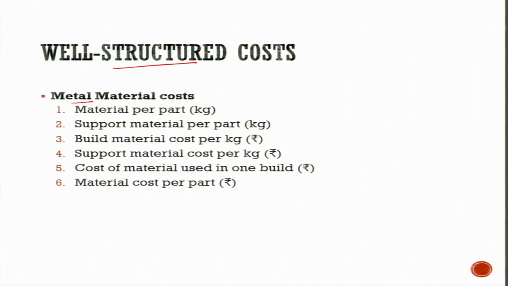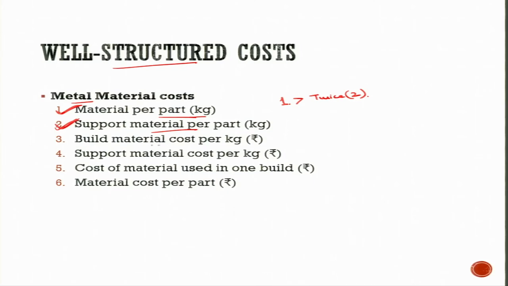In the material cost, if I'm talking about it specifically, it could be kilogram of the material per part or kilogram of the support material per part. So this kilogram of the material per part would be my metal material. Let me say the stainless steel. So this cost one would be generally greater than even twice the cost two. This is cost one, this is cost two.